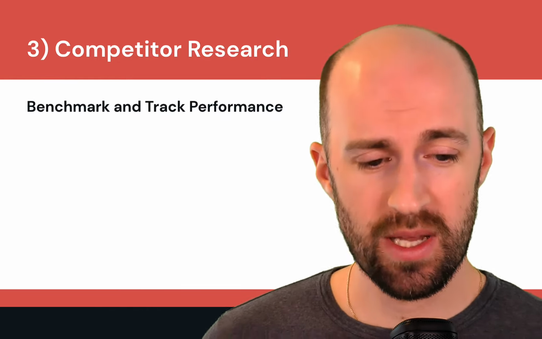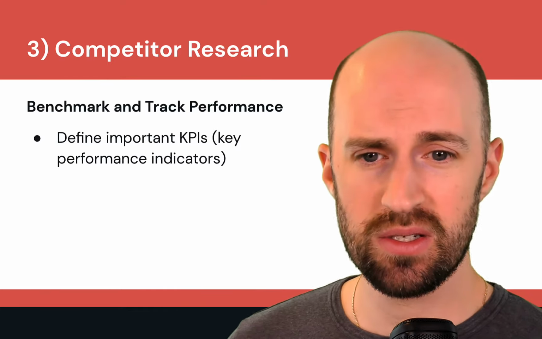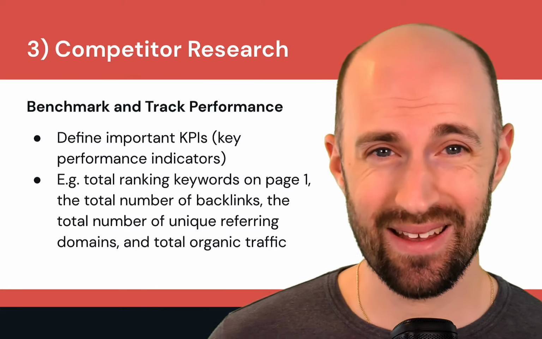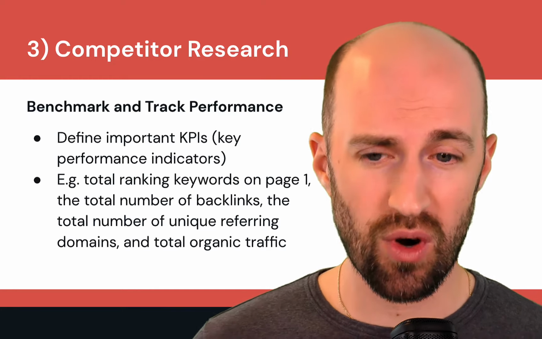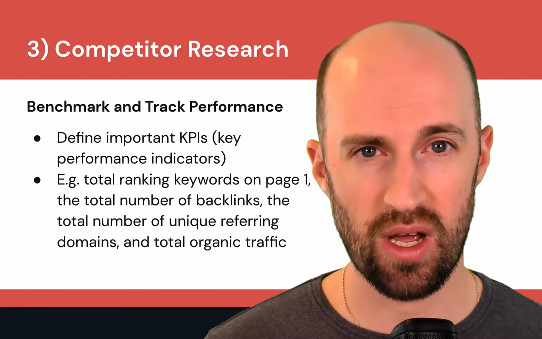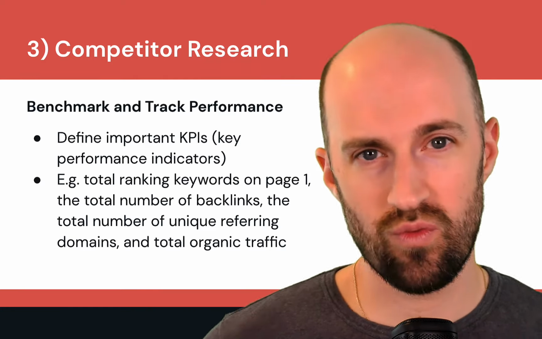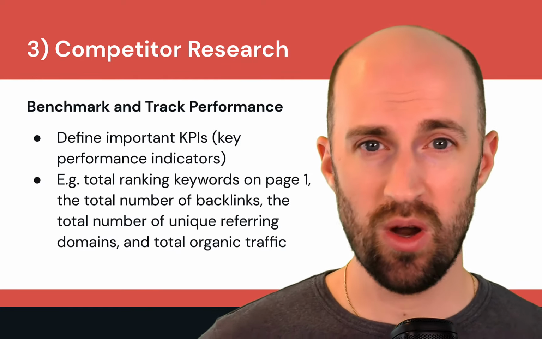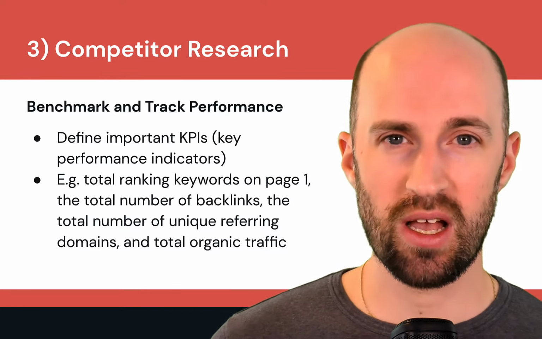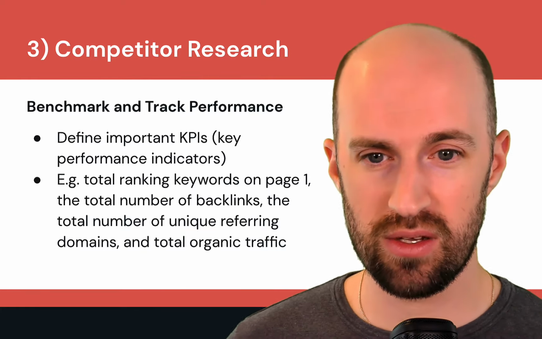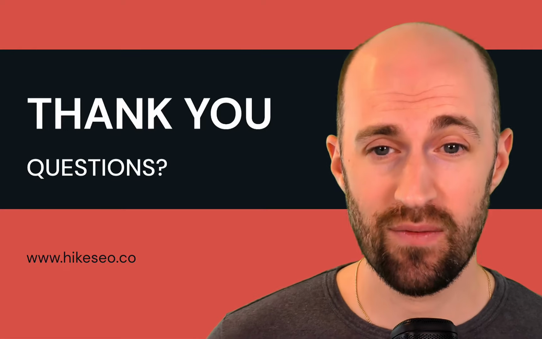Benchmark and track performance. So this is where you define important KPIs or key performance indicators, such as total ranking keywords on page 1, the total number of backlinks, the total number of unique referring domains, and total organic traffic. All of these are potential KPIs that you can track. Common ones are just, how many keywords are you ranking for? What positions are they? How much traffic do you get? All of these things. You can check out Google Analytics for more information on the different KPIs that you can look at. So that's it for SEO strategy.